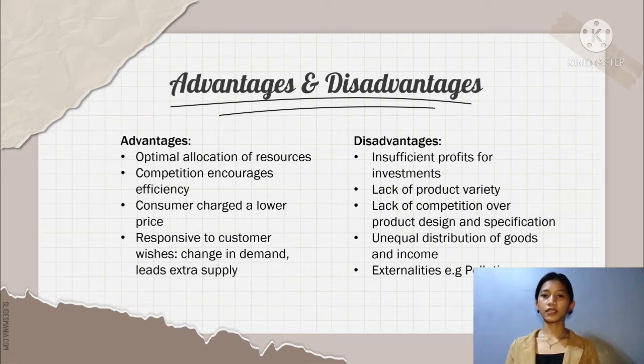Fourth, unequal distribution of goods and income. And lastly, externalities, for example, pollution. This means businesses that cause pollution diminish the property values or health of people in the surrounding area.